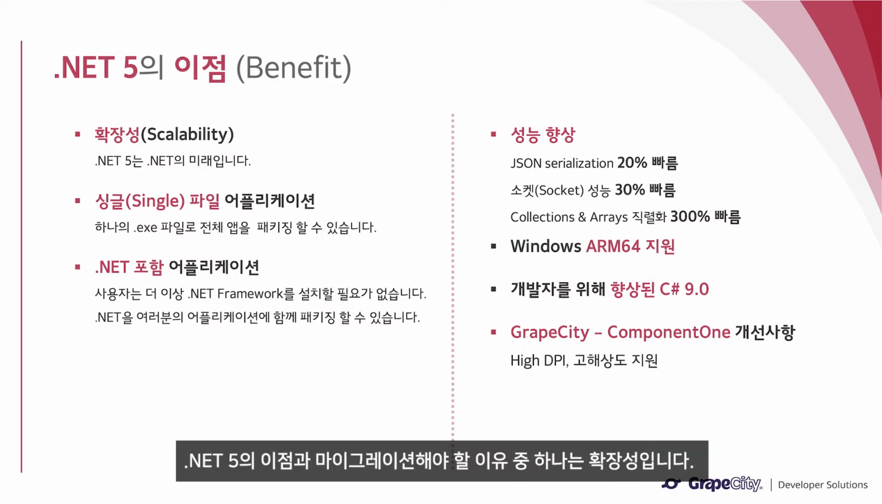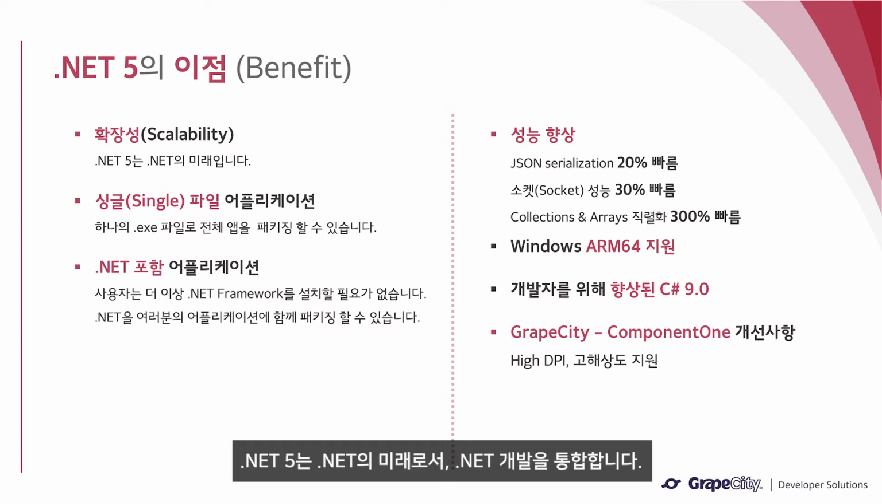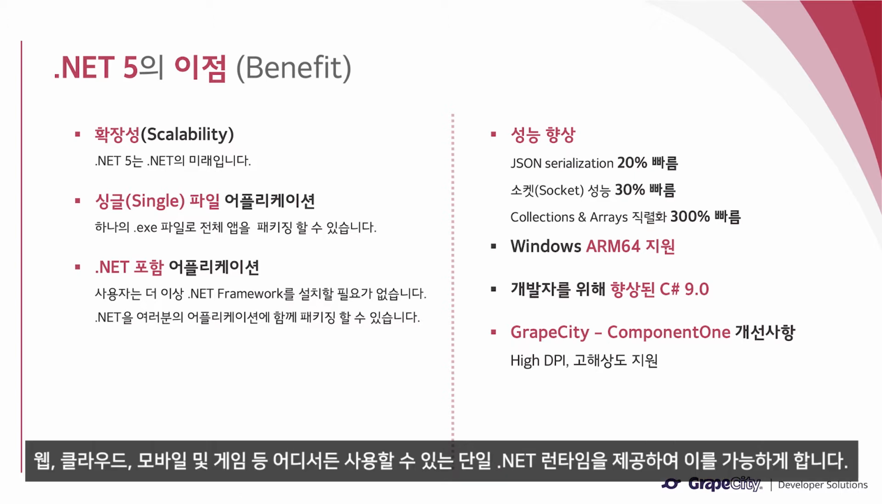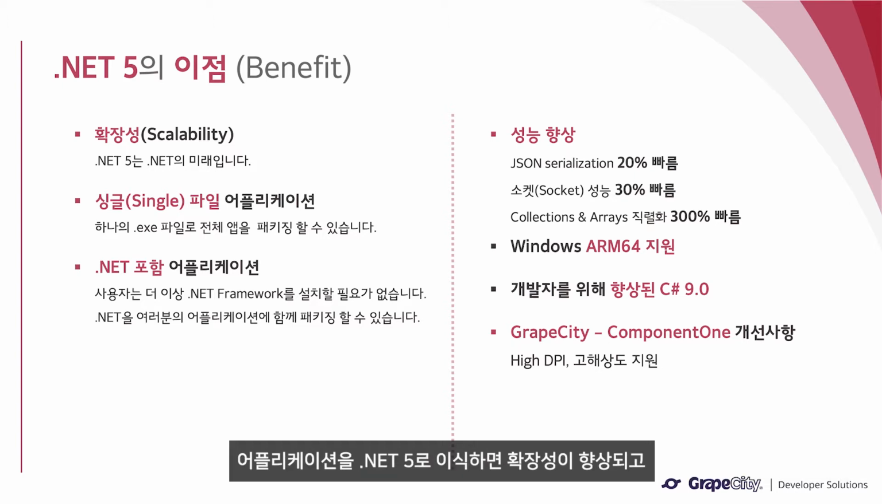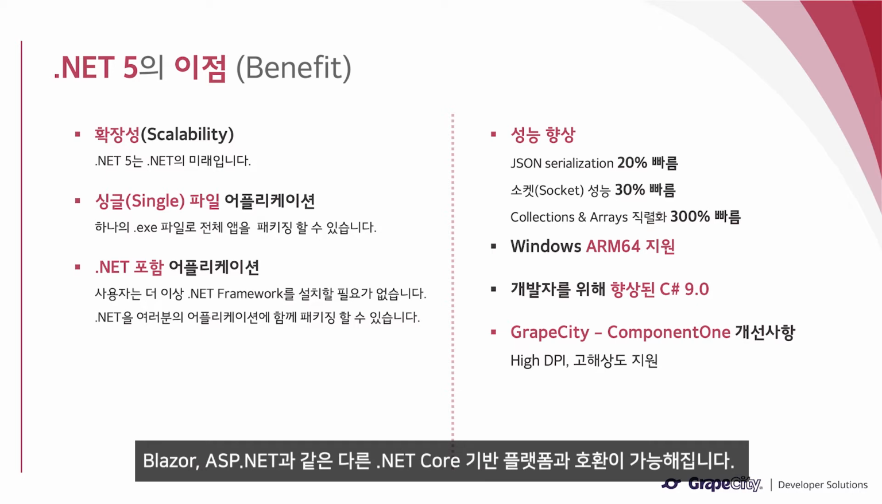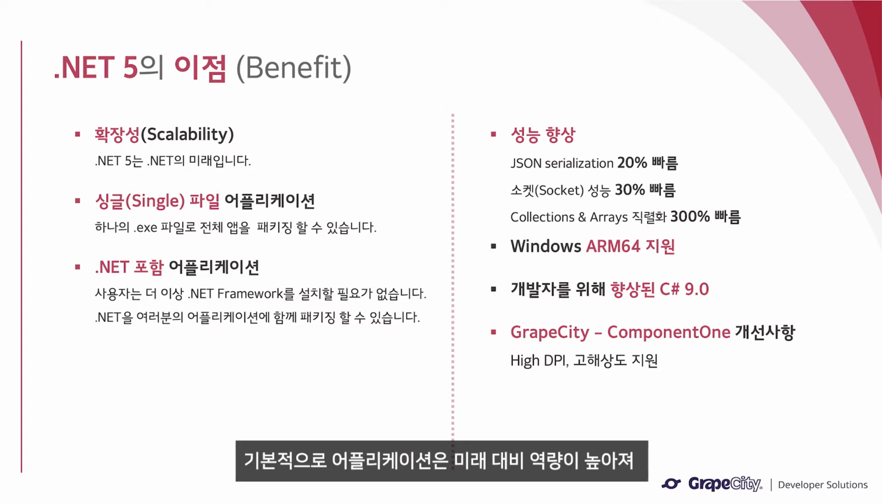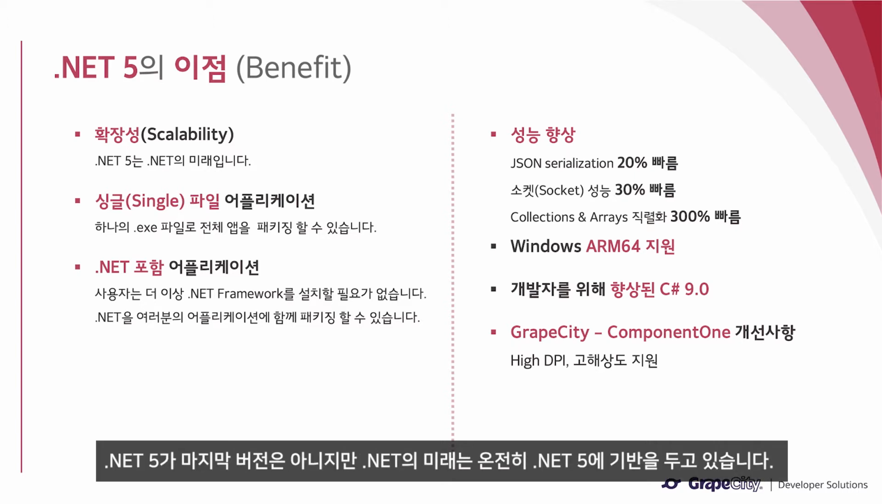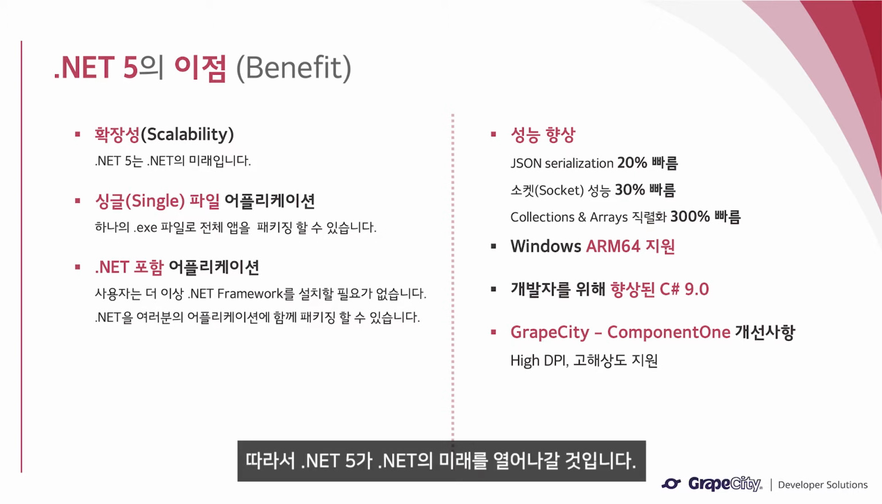Some of the benefits with .NET 5 and reasons why you want to migrate include scalability. .NET 5 is the future of .NET as it unifies .NET development across the web, cloud, mobile, and gaming by providing a single .NET runtime. By porting your app to .NET 5, it would become more scalable or compatible with other .NET Core-based platforms such as Blazor and ASP.NET. Essentially, your app would be considered more future-proof. You could move an app from the desktop to the web, for example. Even though .NET 5 is not the last version, the future of .NET will all be seamlessly built upon it, which makes it the future of .NET. Also, there are single file applications.